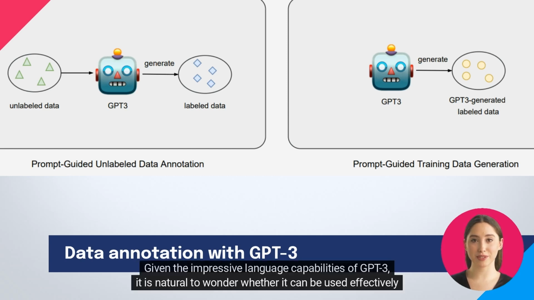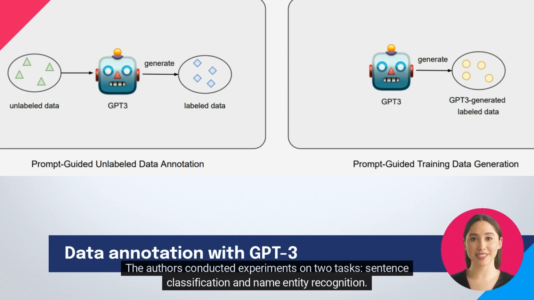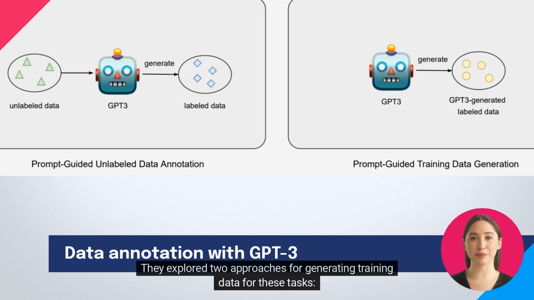Given the impressive language capabilities of GPT-3, it is natural to wonder whether it can be used effectively to annotate data for NLP tasks, which leads to the current paper. The authors conducted experiments on two tasks: sentence classification and named entity recognition. They explored two approaches for generating training data for these tasks.